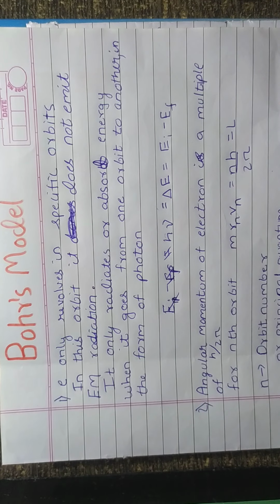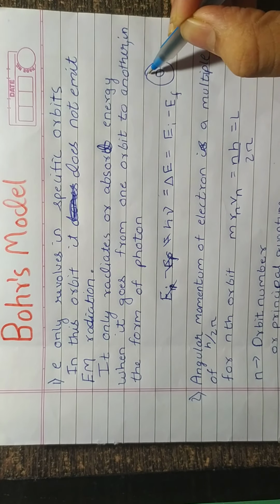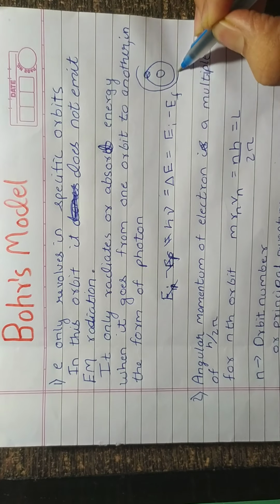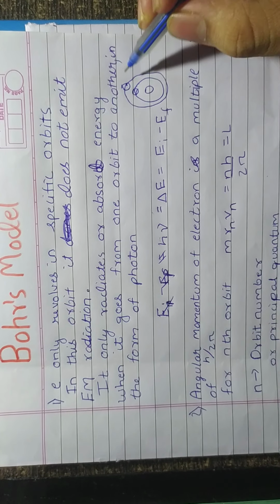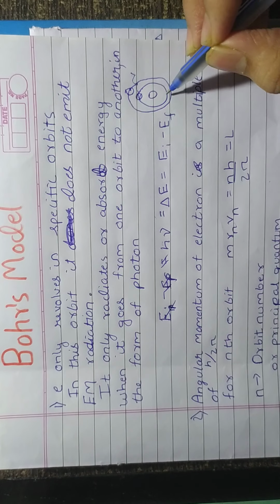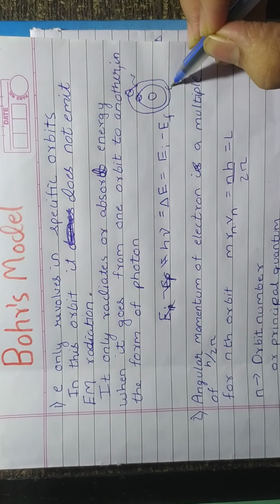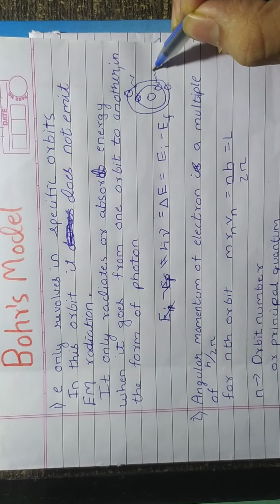When electron jumps from lower orbit to higher orbit, it requires energy in doing so. It gains energy in the form of photon. When electron jumps from higher orbit to lower orbit, it emits energy in the form of photon.